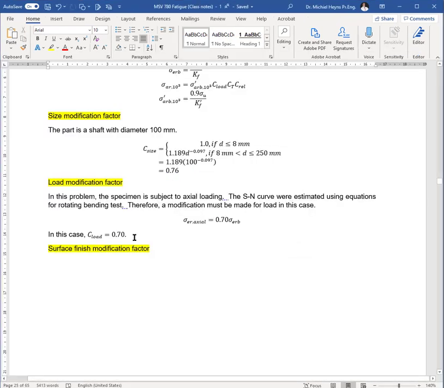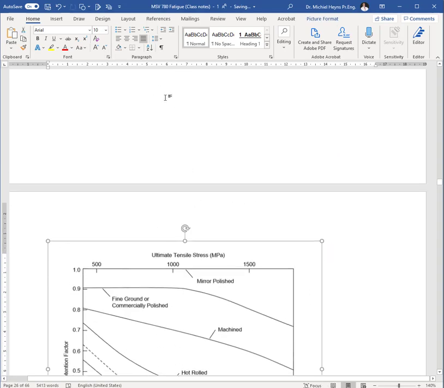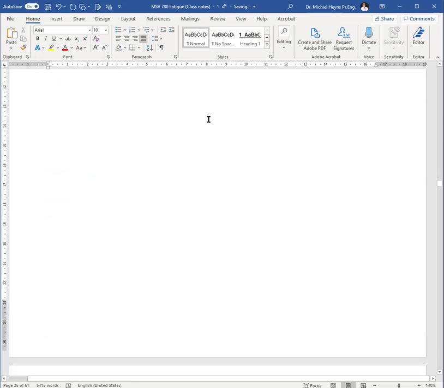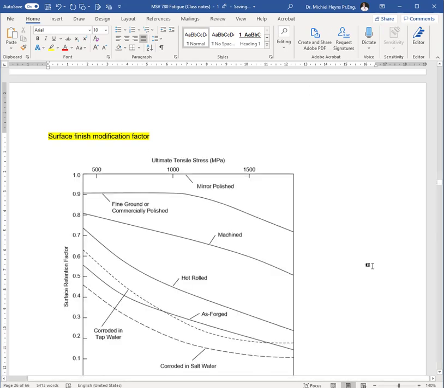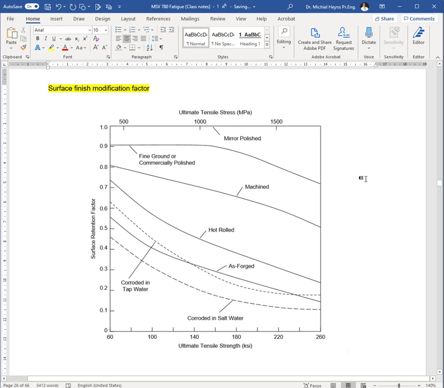Let's go back to our problem. So the surface finish modification factor, in this case, I'm going to make this large. I'm going to go to the next page here with the surface finish factor. And for our surface finish factor, let's look at the problem. Now, we have a material with an ultimate tensile strength of 1050 MPa, or about 151 KSI, 154 KSI, around about there.